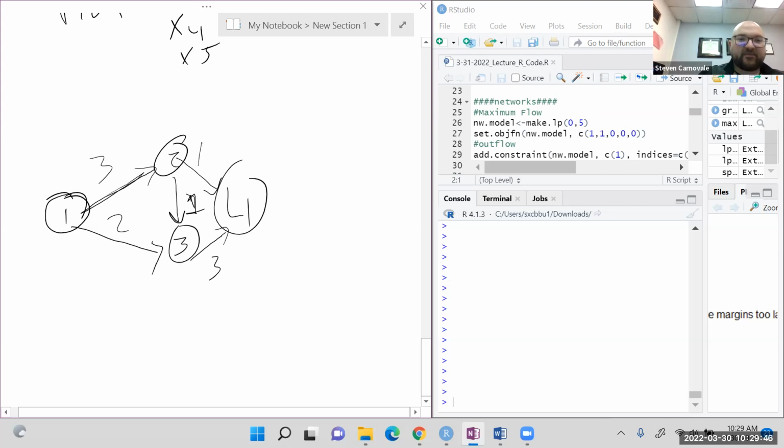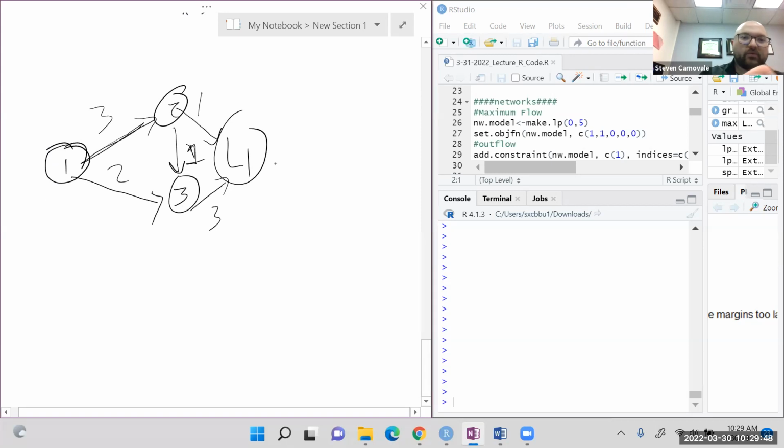So what I'm saying is if I have this network and I want to maximize flow, here I have my matrix where I have one, 2, 3, and 4.